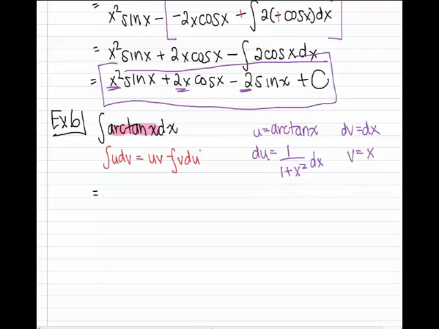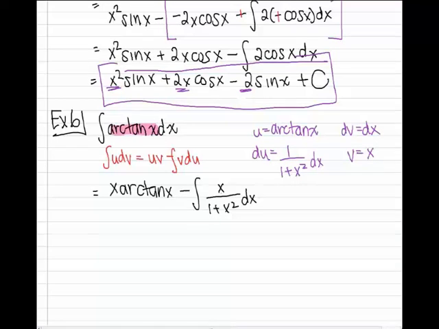So plugging everything in, we're going to have uv, so x arctan x minus the integral of v du. So that's x over 1 plus x squared dx. Looks kind of scary again, but look at it. The denominator has a 1 plus x squared. The numerator has an x. If you want to, you can go ahead and do a u substitution, or in my case I'm going to call it a w substitution, and then simplify it. So if I let w equal 1 plus x squared, dw is 2x dx, so 1/2 dw equals x dx.